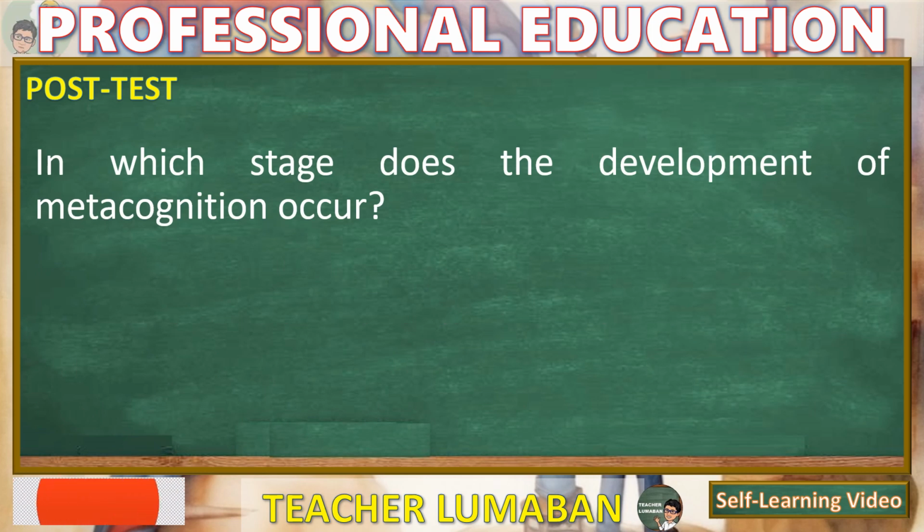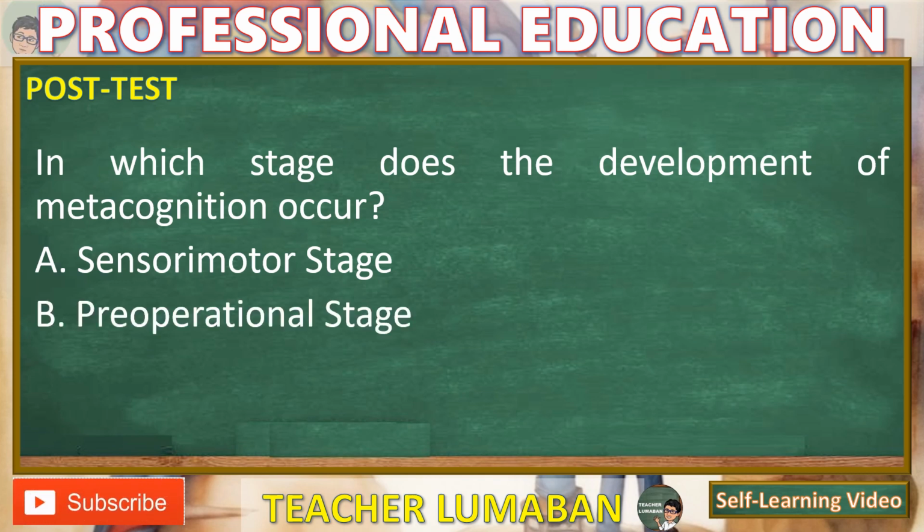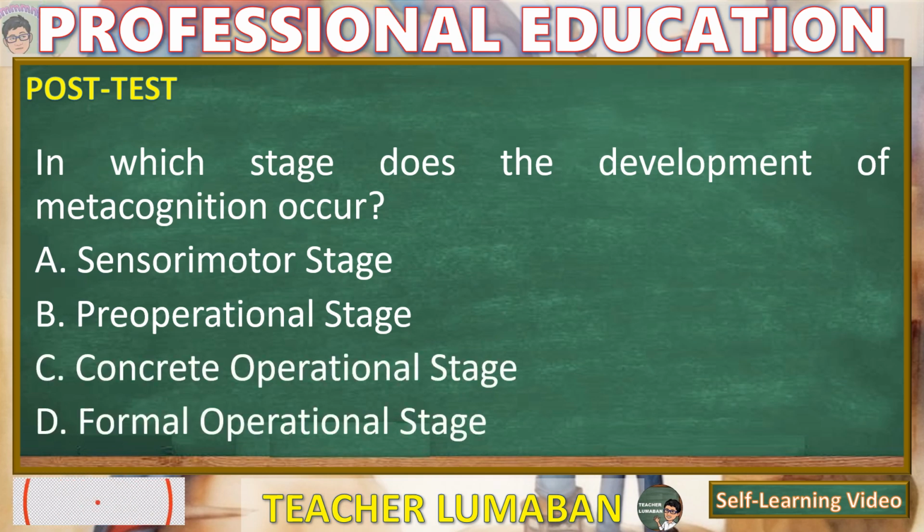In which stage does the development of metacognition occur? A. Sensorimotor stage. B. Preoperational stage. C. Concrete operational stage. D. Formal operational stage.